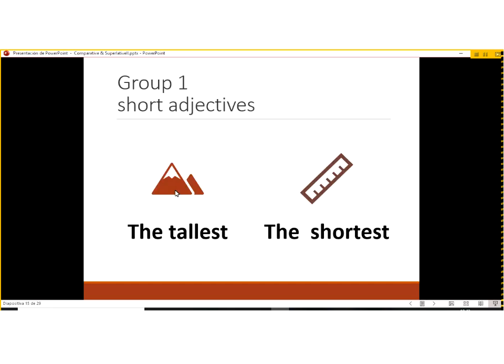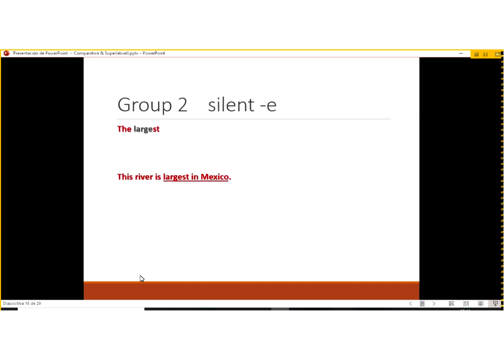Now, we have the same. Do you remember the groups for the comparatives? Now we have the same groups for the superlatives, yes? Remember, the base rule is that you identify the number of syllables. For example, the tallest, the shortest. Group 1, silent E. Yes, do you remember? So we have the largest. This river is the largest in Mexico. Sorry, I am missing here the article, yes?